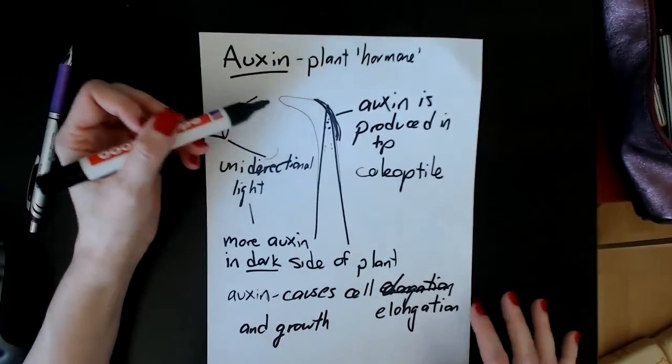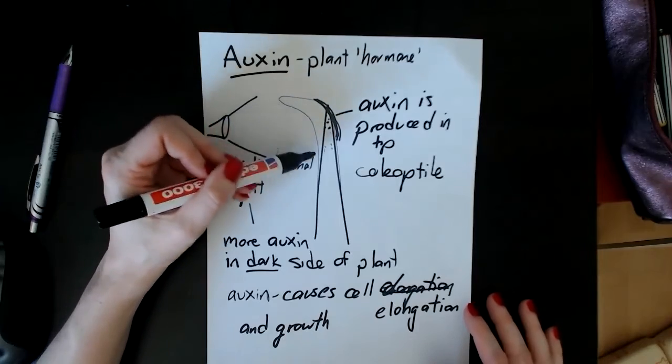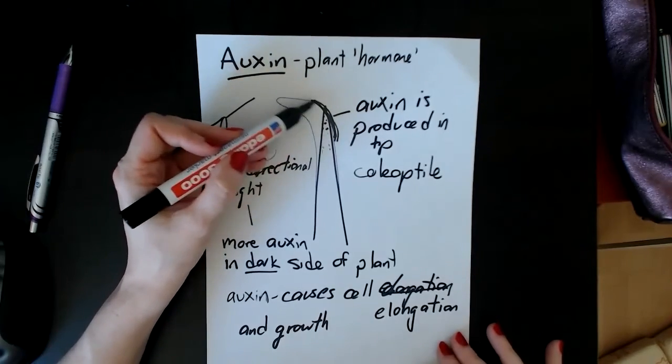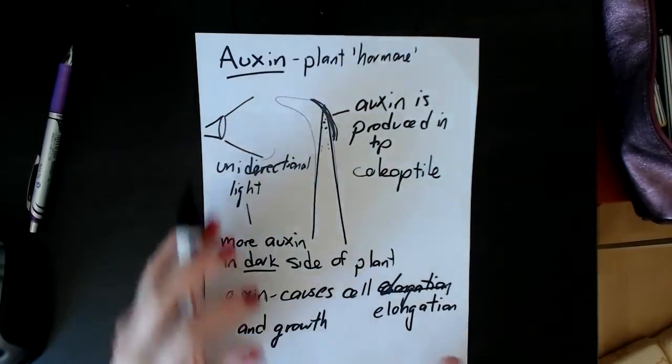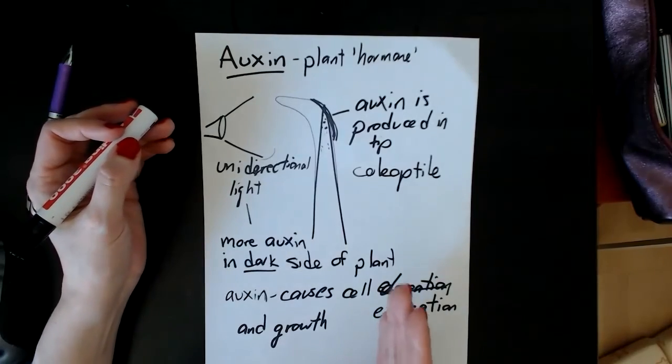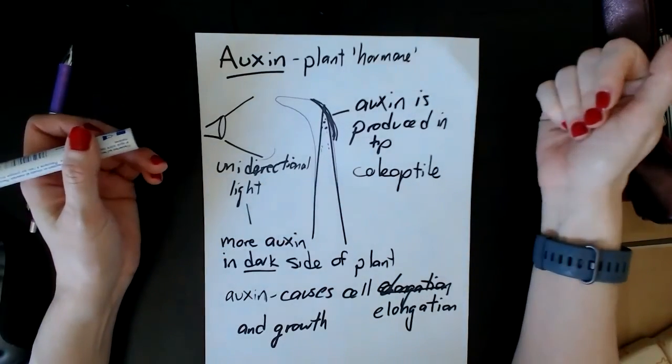The idea is that the light, you could say, destroys the auxin where it shines, and so you get more auxin present on the dark side, and that causes elongation and growth, which causes the plant or the stem to then turn towards the light.